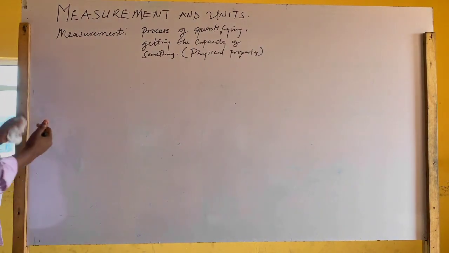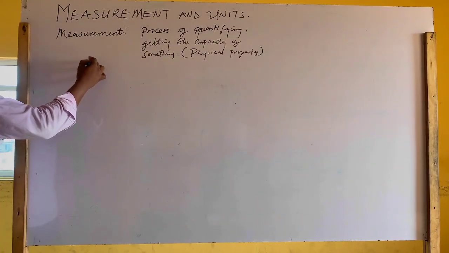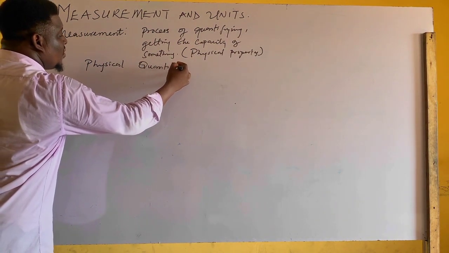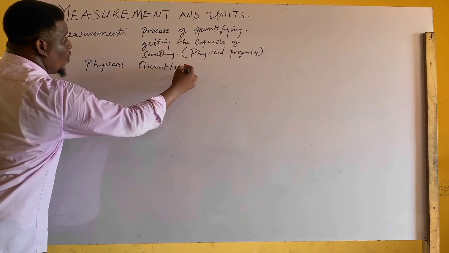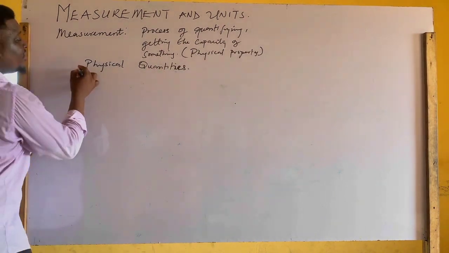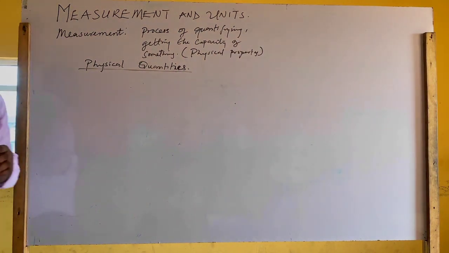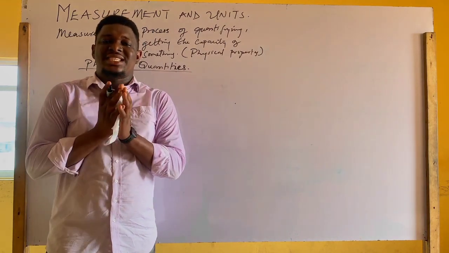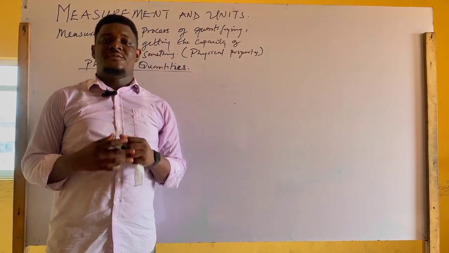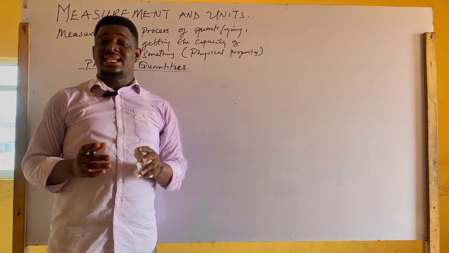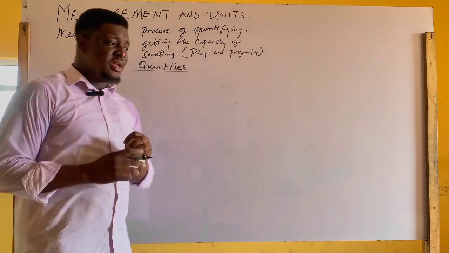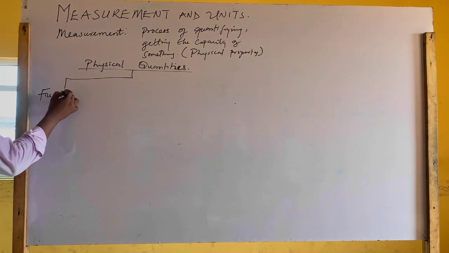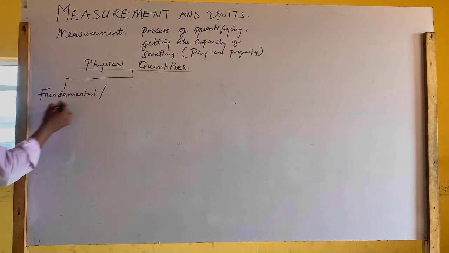Now, at this point, we're going to be looking at a particular topic: physical quantities, because it's plural. Physical quantities can be defined as the measurement of physical properties. And this can be subdivided into various types. We have one, fundamental and derived quantities.